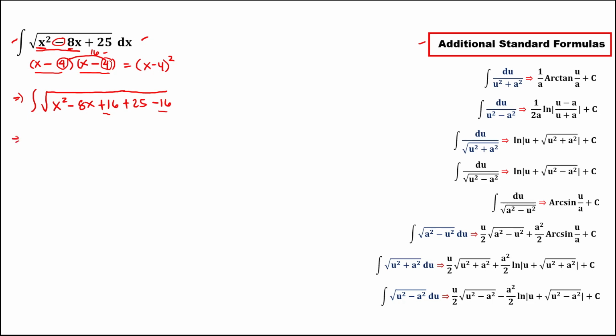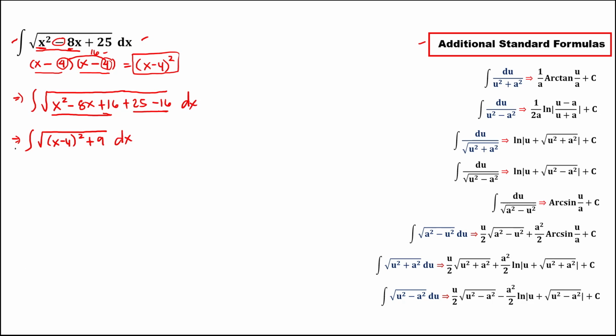Then to apply now the factoring, we have the integral of the square root. For this x squared minus 8x plus 16, that's equal to the quantity of x minus 4 to the power 2. Then for this 25 minus 16, this is positive 9. Then we have the dx.